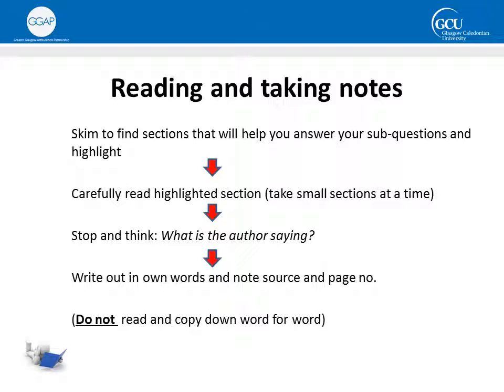Here you should take a small section at a time and think about what the author's point is. Once you've done that, write it out in your own words and take a note of the source and page number so that you can reference it and find it again if you need to. Whatever you do, do not just copy down word for word what you read. If you do this, you'll probably not take it in and you'll just end up wasting time. You'll have to use your own words to avoid plagiarism anyway, so it's much more efficient to use your own words in the first place.